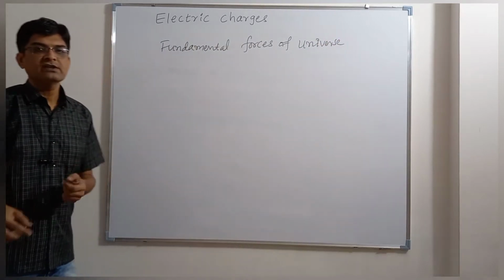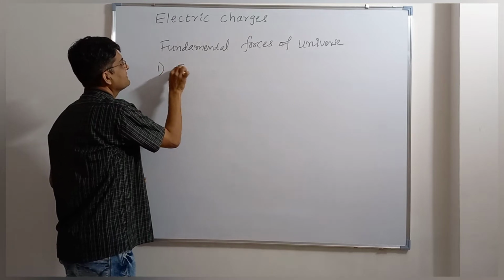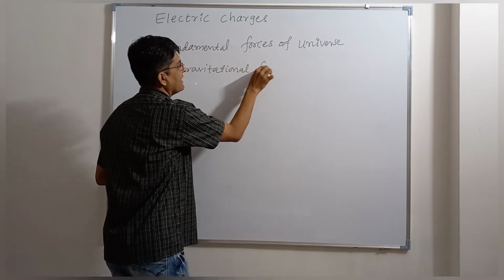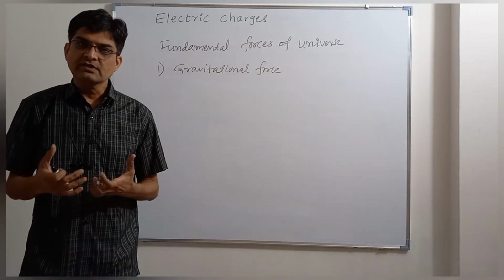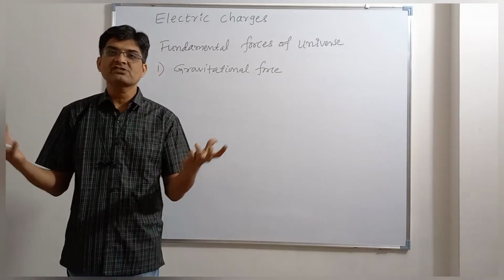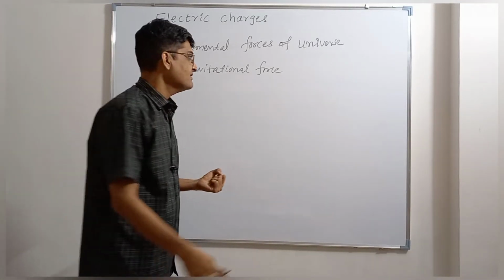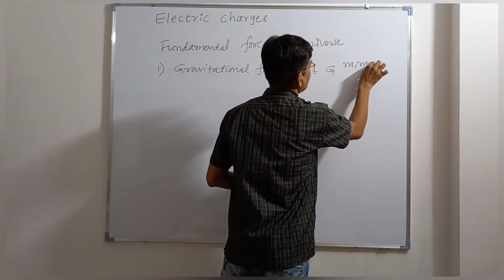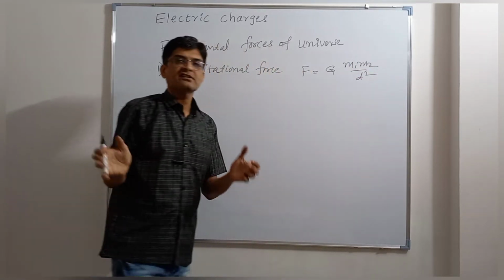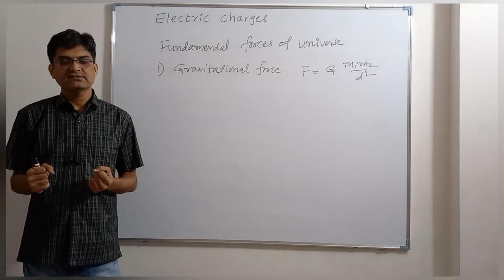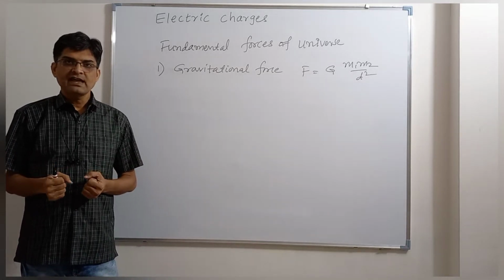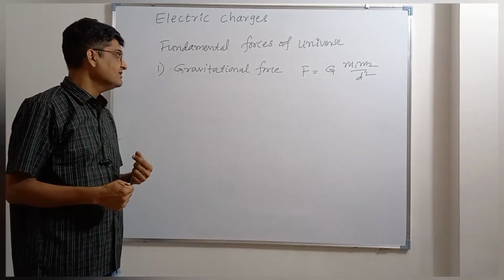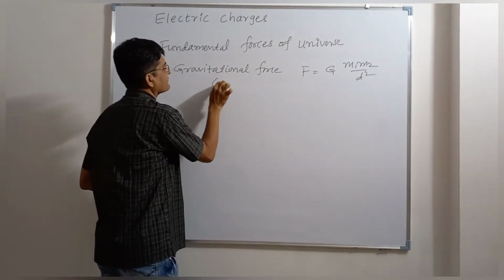The first, as you already know, is gravity. And what is the gravitational force? Because of gravity, there is a force of attraction between two bodies of masses m1 and m2, and this force is given by G into m1 m2 divided by d square, where d is the distance between the two bodies. It is inversely proportional to the distance square and directly proportional to the masses of the two bodies, and G is the gravitational constant. It is called a weak force.